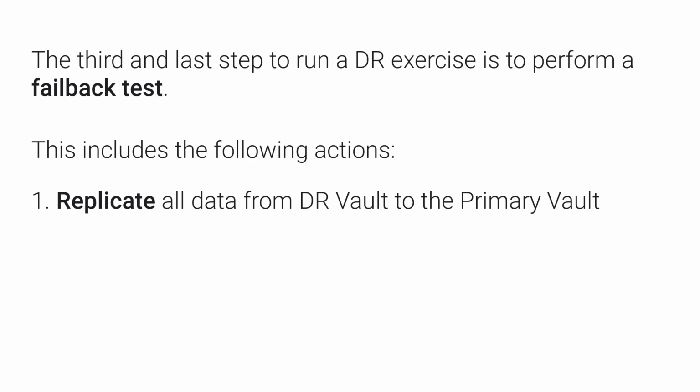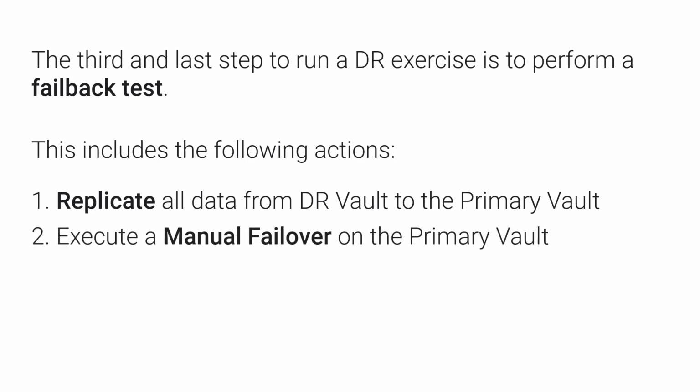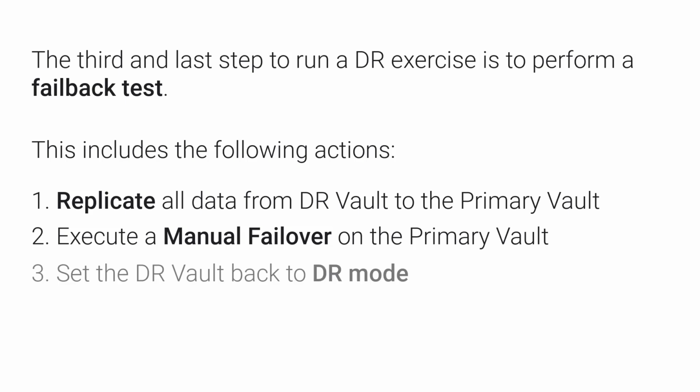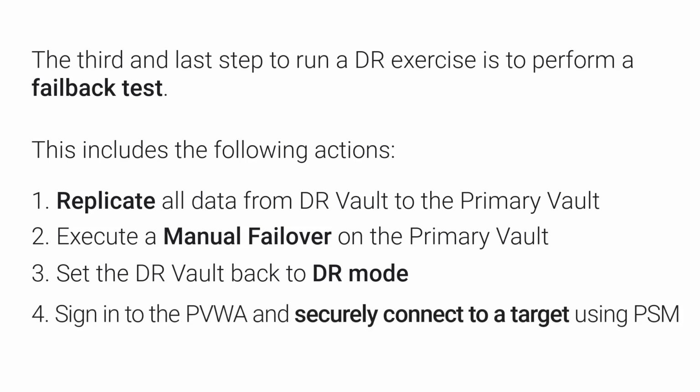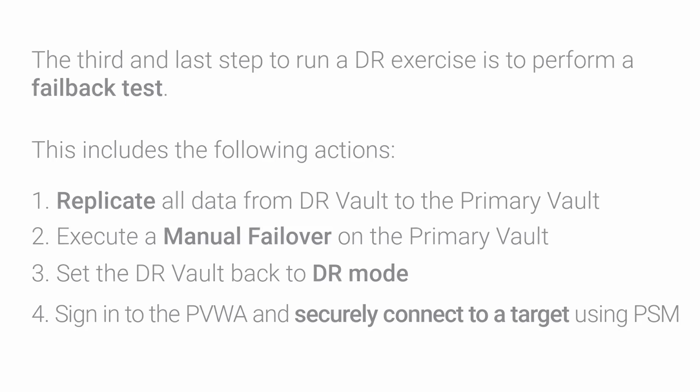First, use the DR service on the primary vault to replicate all the data from the DR vault, which served as the active vault for the duration of the DR exercise or incident. Second, execute a manual failover process on the primary vault. Third, set the DR vault back to DR mode. Lastly, make sure that end users can still sign in to the PVWA and securely connect to target systems using PSM. Let's review each action in detail.